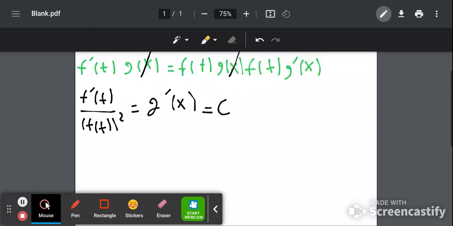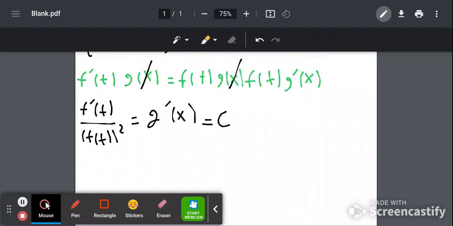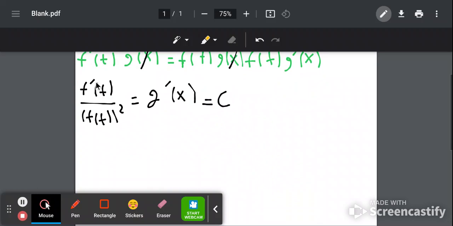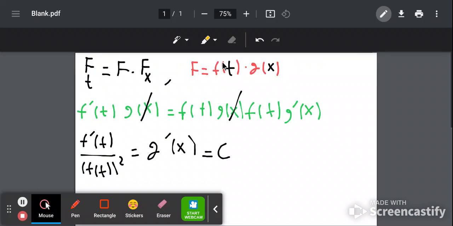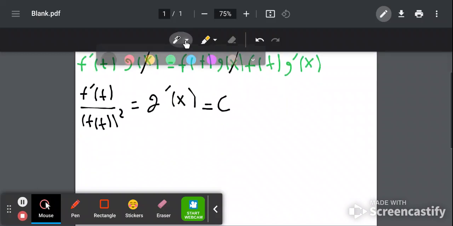Now what we have made is two simpler ODEs, or ordinary differential equations. So one of them would be f prime of t over f of t squared is equal to this constant c, and the other is g prime of x is equal to the constant c. And then when we solve both of them, we can just multiply the answers and we get our solution. So let's go ahead and solve those.